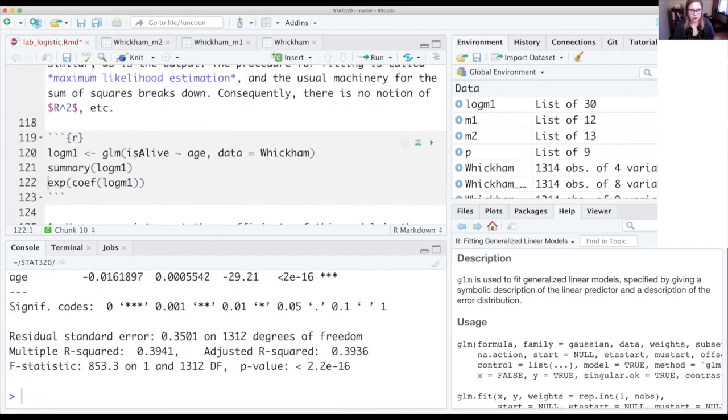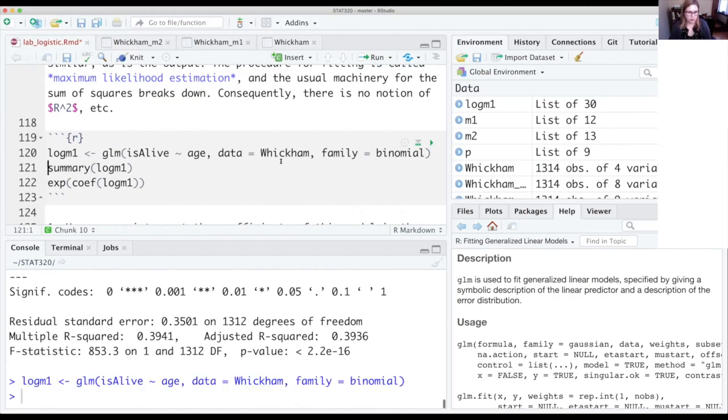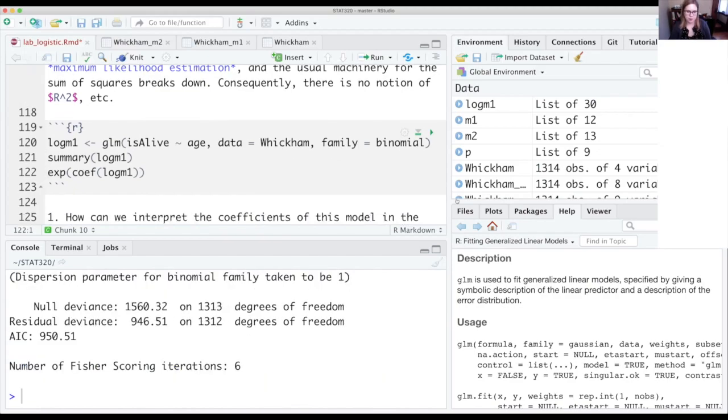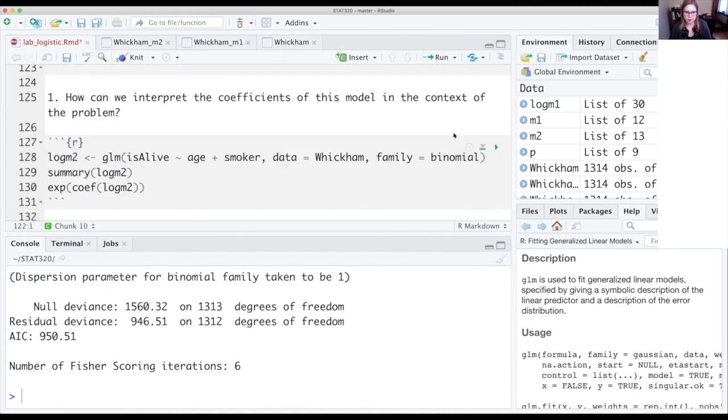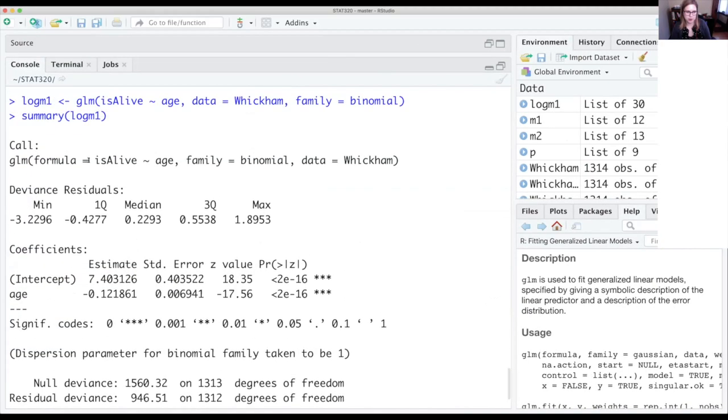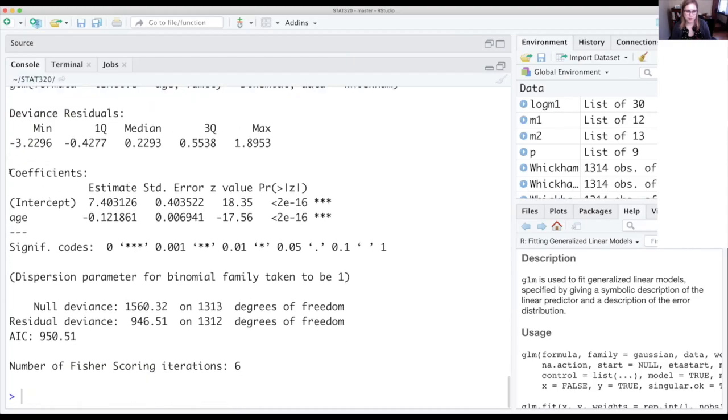So it's important when you use GLM, if you want to do a logistic regression, you have to say family equal binomial. That's what makes it do the logistic regression with that logit link. If I run this and then look at the summary, this is going to be different than the summaries we've been seeing so far. Instead of having the residuals, it has the deviance residuals, which we'll talk more about next week. It still has a pretty similar table for the coefficients. It's got the estimate, it's got the standard error.